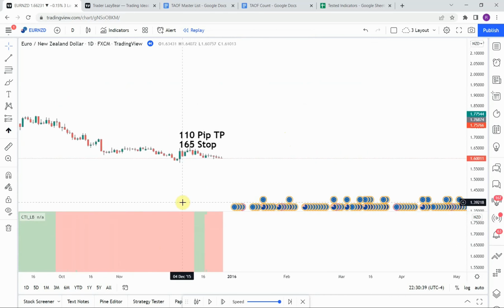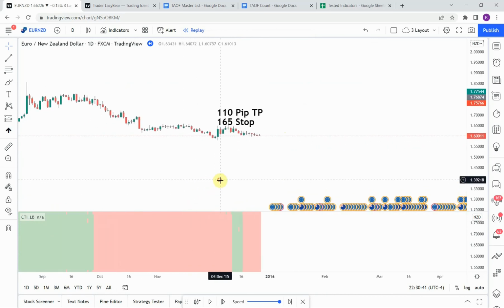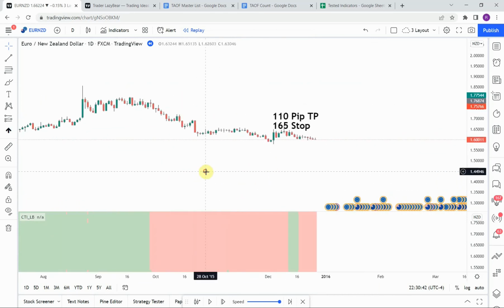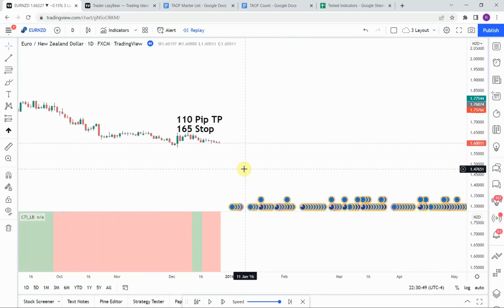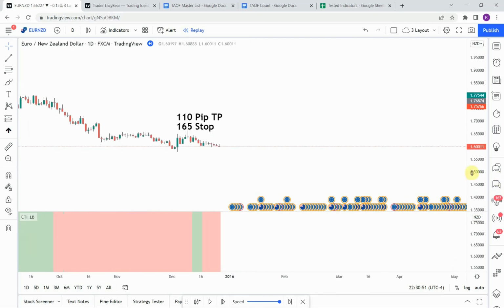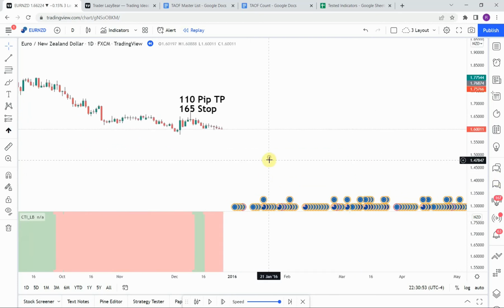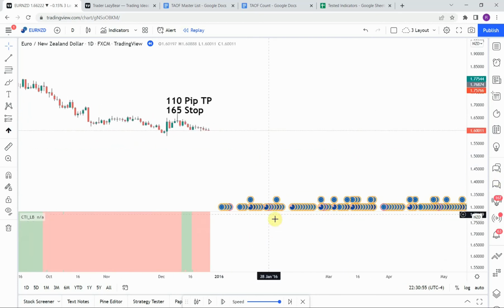And so nonetheless, the setup on this is pretty easy. When we get a red background, we are going to go short. When we get a green background, we are going to go long. And so, like I said, pretty easy, not much to it other than that. Let's go ahead and get on with the testing and see what we can get out of this.